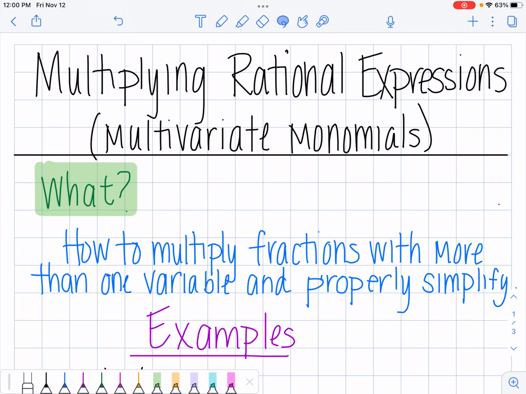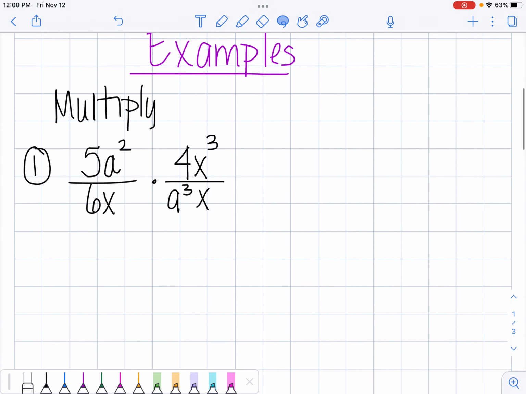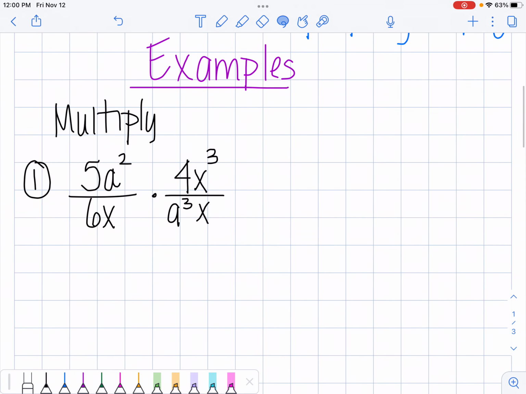So what is this lesson asking us to do? Basically, we're just going to be multiplying some fractions with more than one variable, and we're going to learn how to properly simplify it as much as possible. To do this, we're going to use the cross-canceling method.